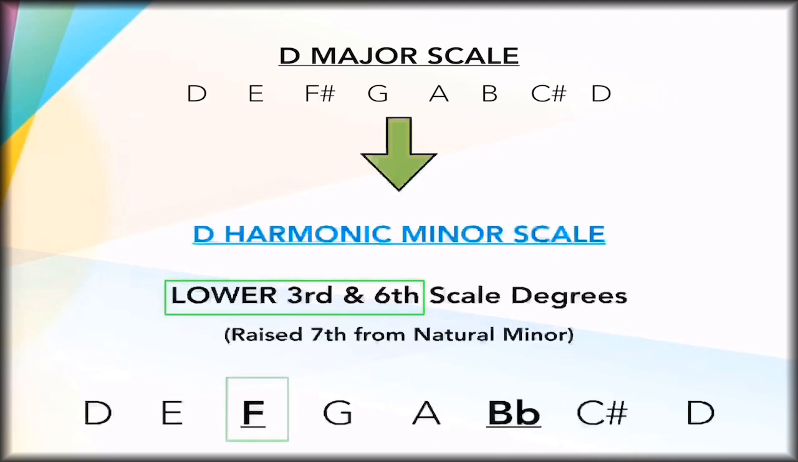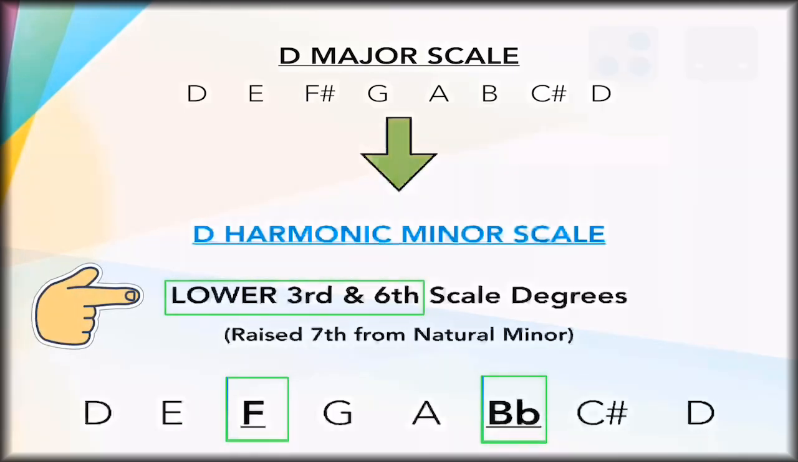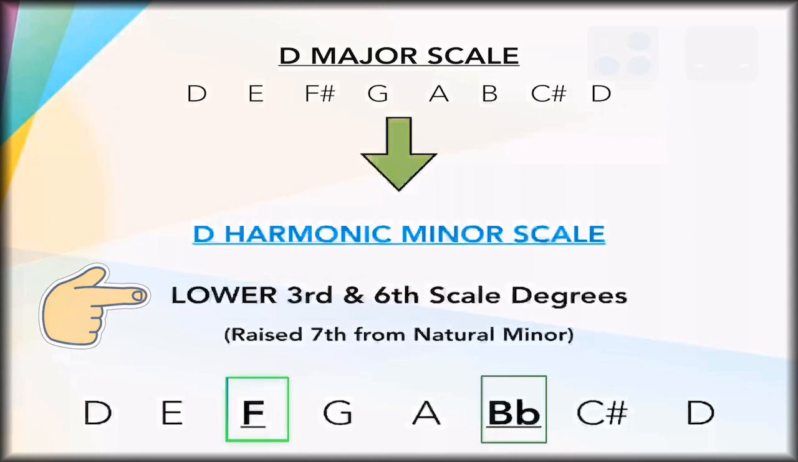In this case, the F sharp became an F, the B became a B flat, and the C sharp stayed as a C sharp because we only needed to lower the 3rd and 6th scale degrees.